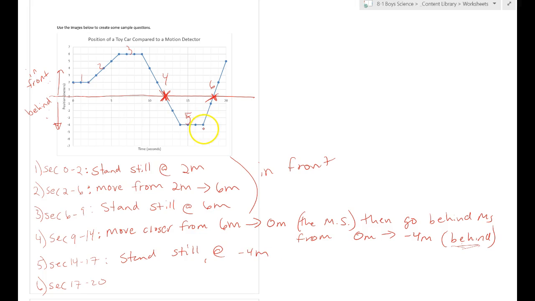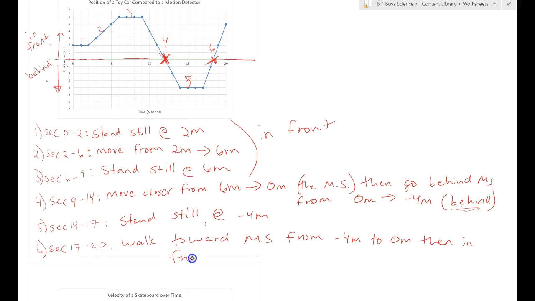Then you're going to walk back towards the motion sensor, because you're walking from negative 4 to 0, cross over the motion sensor, and go up to 5 meters in front of. So walk towards the motion sensor from negative 4m to 0m, then in front of the motion sensor from 0m to, what did I say, 5m.